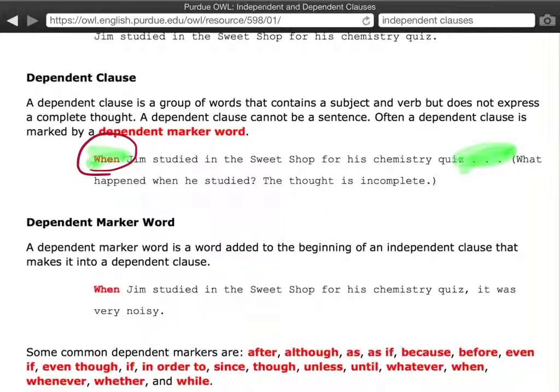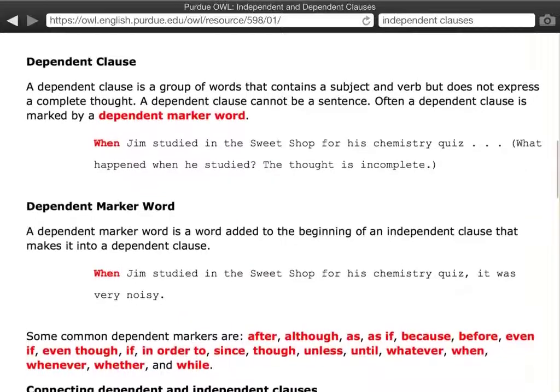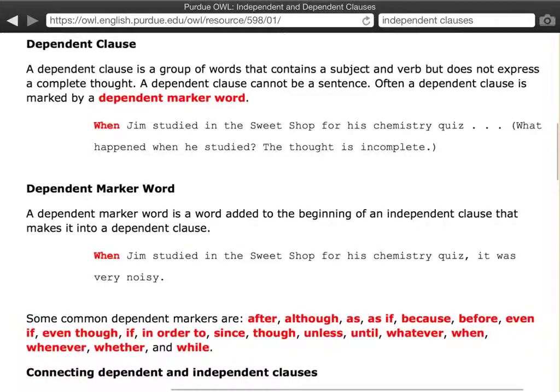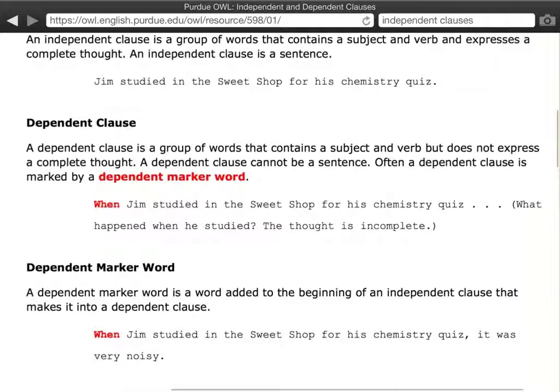When Jim studied, if we didn't have anything else, just when Jim studied, that is a dependent clause. It is an incomplete sentence. So that's what makes it a little bit different from the sentence above it, which is Jim studied.